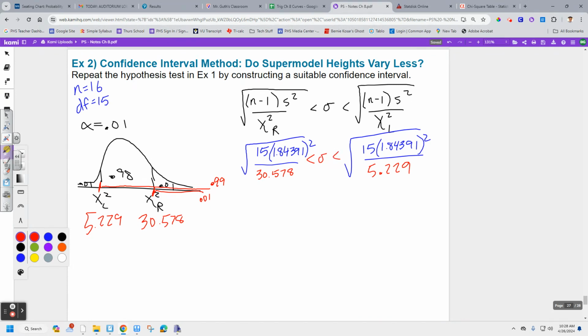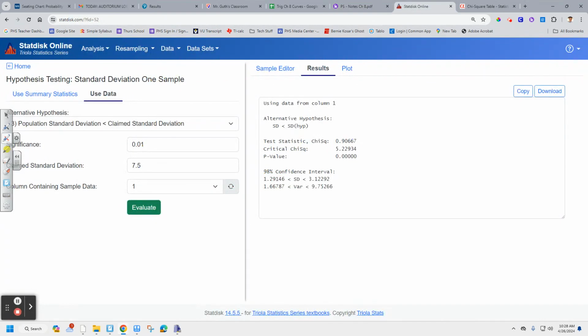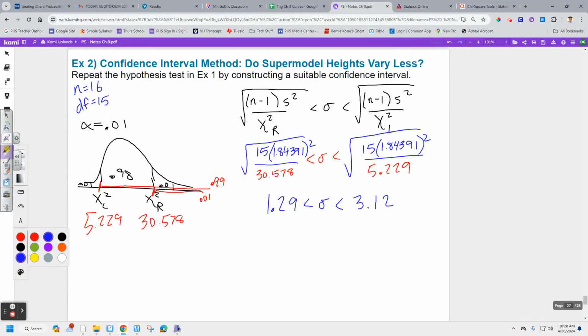All right, so I'm going to trust you guys to do that on your calculator. You pull that up on your calculator: square root of 15 times 1.84391 squared over 30.578. I get about 1.29 is less than sigma is less than, when I divide that, I get about 3.12. Notice we get that confidence interval right there, 1.29 to 3.12. We can see it in StatDisk, so that's kind of cool. We can do it by hand too. We've got that confidence interval.